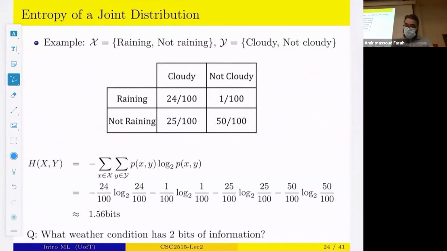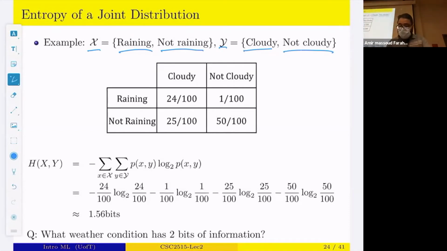Okay, so we can talk about the entropy of a joint random variable. There's no real difference in the computation of everything. We just need to talk about joint distributions. As an example, suppose X can take the value of raining and not raining, and Y can take the value of cloudy or not cloudy. Each of them is a binary random variable, but they are dependent on each other. So this table shows the probability of each of the possibilities.